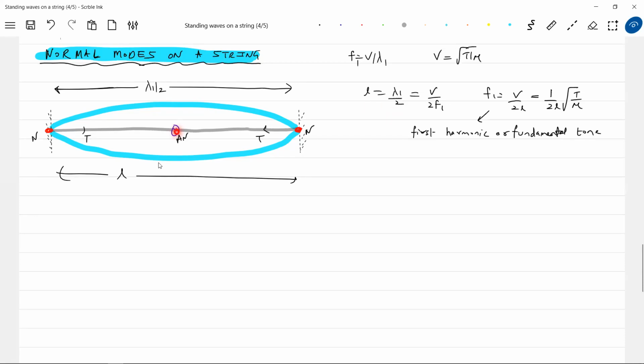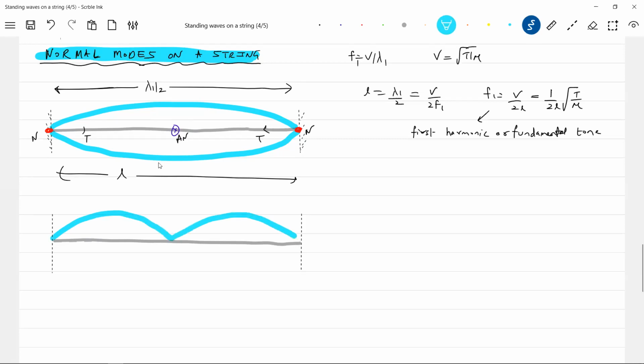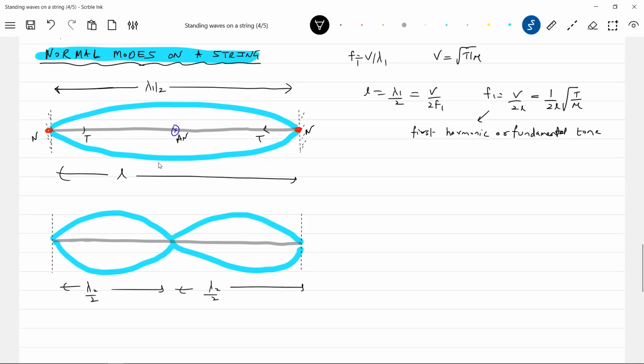Now instead of the student plucking this wire at the midpoint, if I pluck it at a quarter of the length, there is a rule on the guitar that you should strike there only, but you can strike wherever you want. Let the student strike at the midpoint, and also at a quarter of the distance. Where you pull and release should be an anti-node. Then we'll see what we get. I'll get two loops. So this will be lambda 2 by 2.